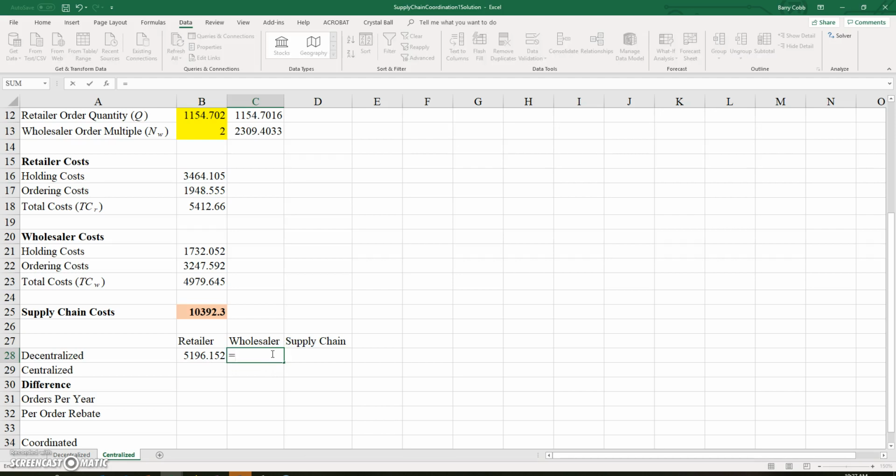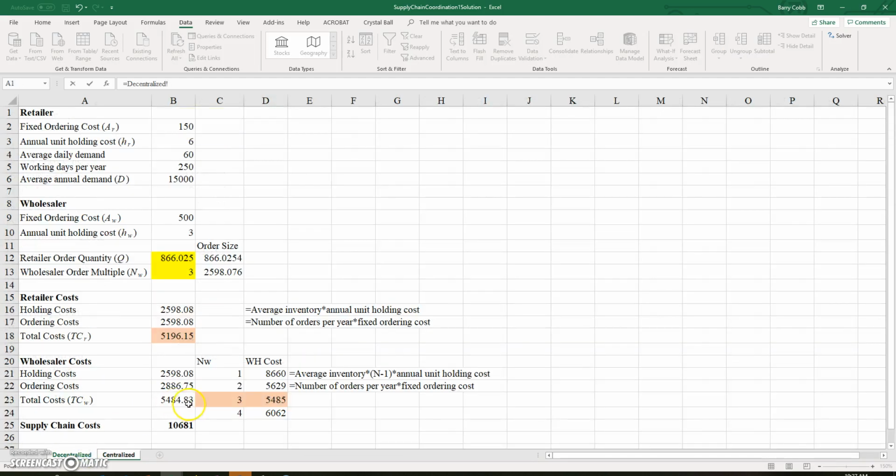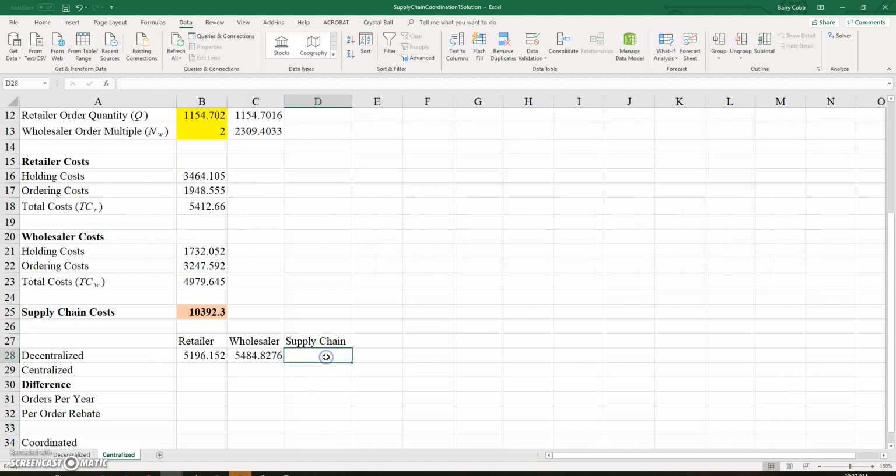The total cost in the decentralized mode for the wholesaler was $54.83, which means the total cost in the supply chain is the sum of those two values. In the centralized mode, the retailer's total cost is higher. The wholesaler's total cost, however, is lower. The total supply chain overall has a lower cost at $10,392.